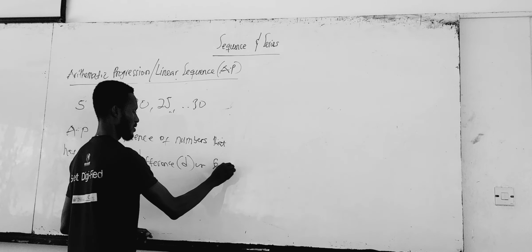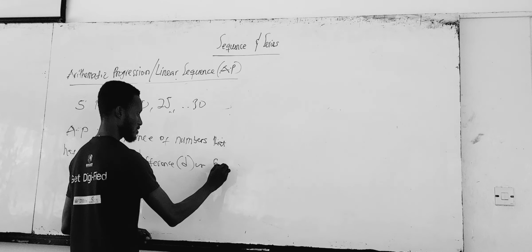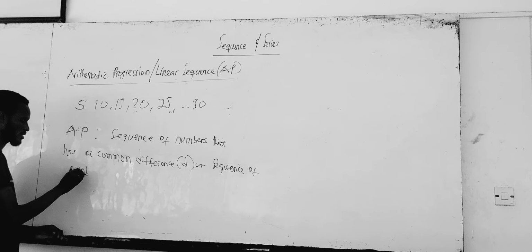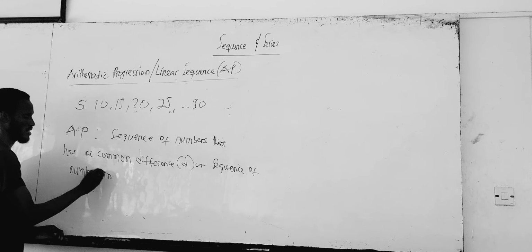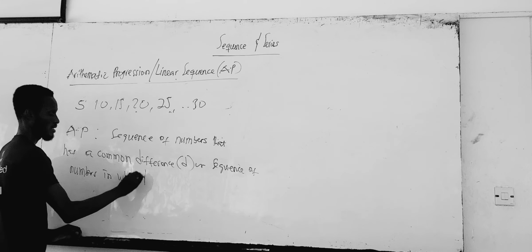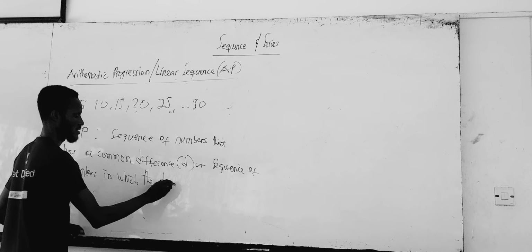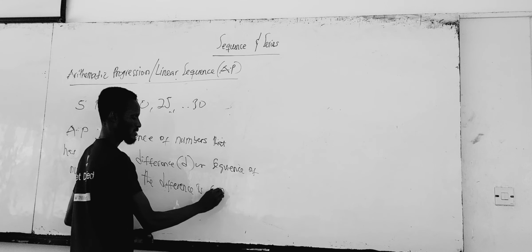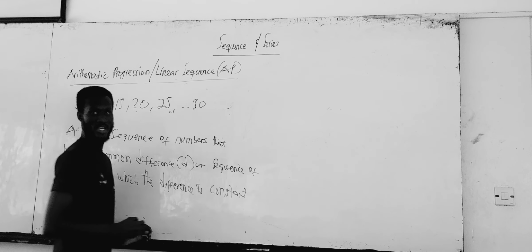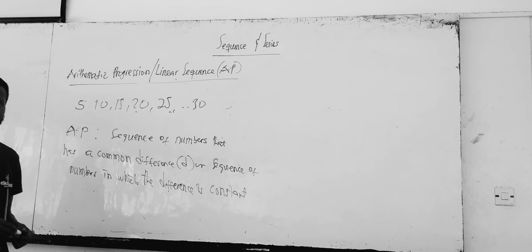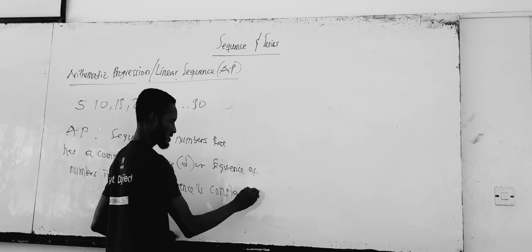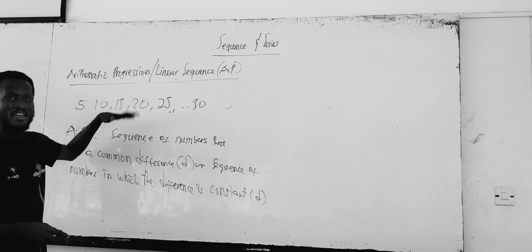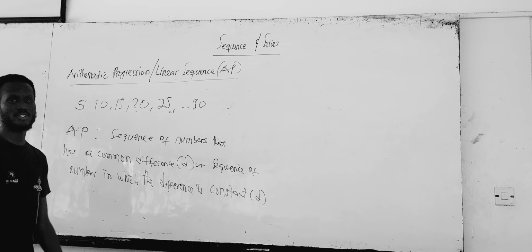So an AP is a sequence of numbers in which the difference is constant. You understand? The difference is constant. For the constant difference, we are using D to represent it. So with this one, the difference is 5, 5, 5, 5.